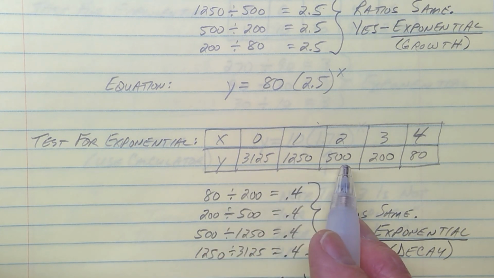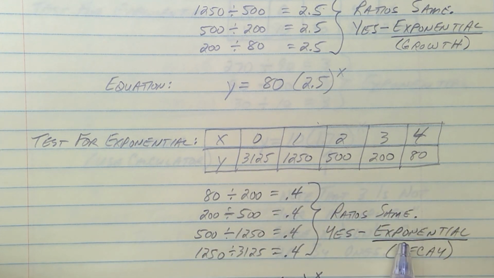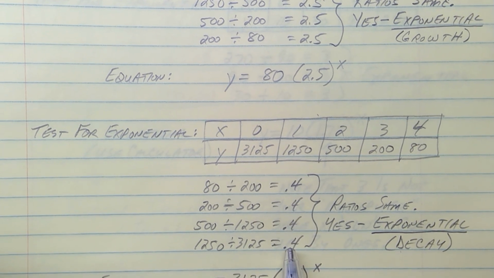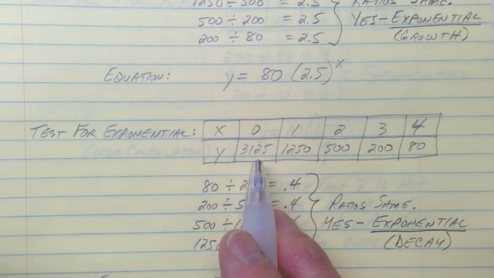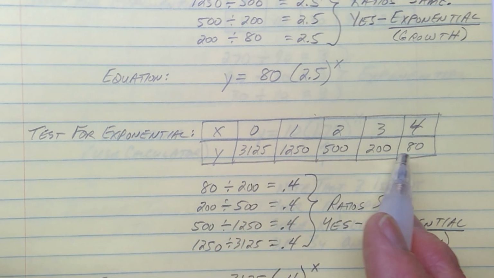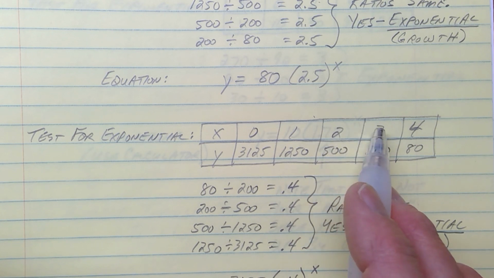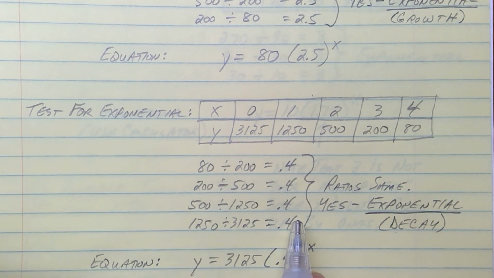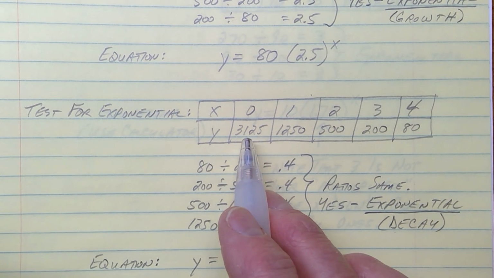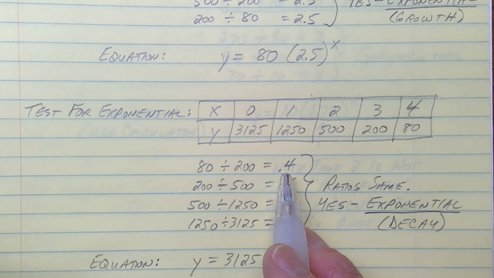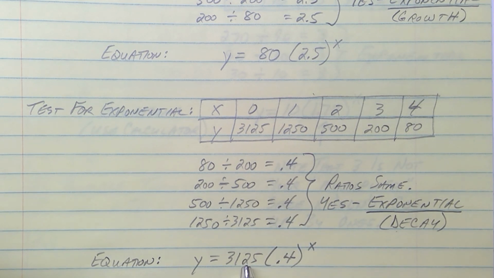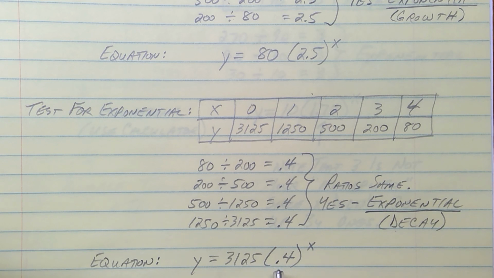Notice it's getting smaller, smaller, smaller. The y value is getting smaller, so this is going to be exponential decay. We know it's exponential because they're multiplying by the same number every time. And we know it's decay because the y values are decreasing. Now, as long as the x's are going up by 1, you can write the formula pretty easily. It's what you started with times what you're multiplying by. So we're starting with 3125, the initial value, times your growth factor, 0.4, raised to the x.